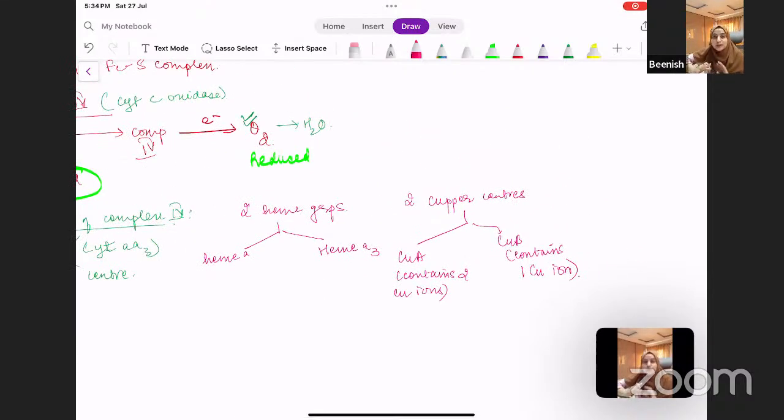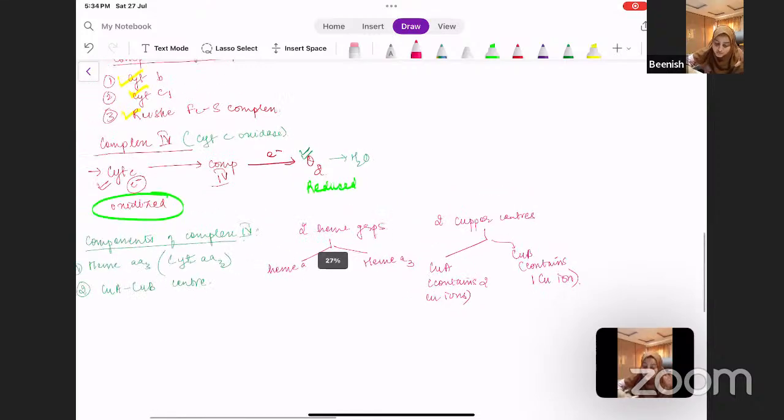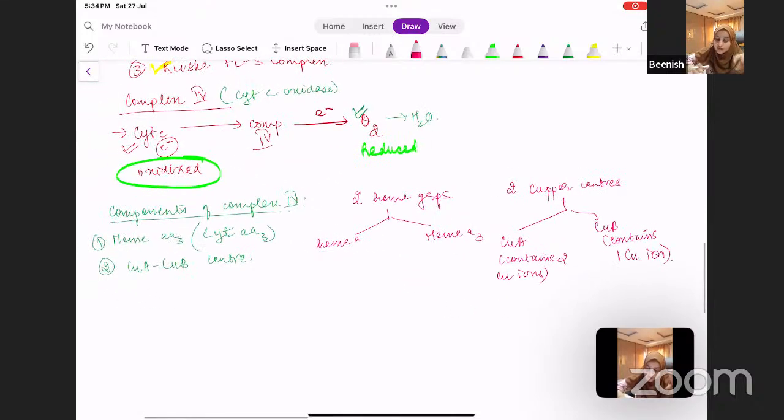So that was about complex 4. Complex 4 receives electrons from cytochrome C and gives them to oxygen. Oxygen is the final acceptor of the electrons, and it is completely reduced to water. So complex 4 has two heme groups, heme A and heme A3, and two copper centers, copper A and copper B.